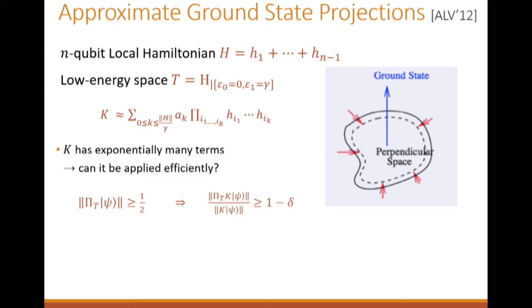The second problem is I said, well, if we have this vector that has constant overlap with the ground state, okay, how do we find this vector that has constant overlap with the ground state in the first place? And that's the main difficulty faced by these algorithms.